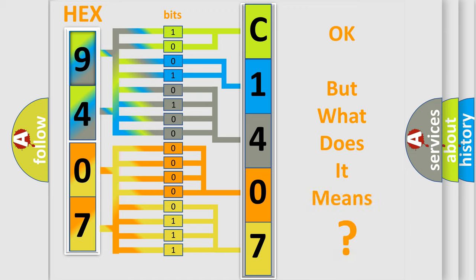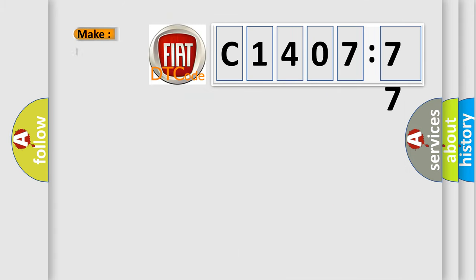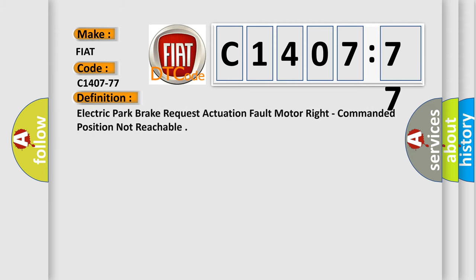The number itself does not make sense to us if we cannot assign information to what it actually expresses. So, what does the Diagnostic Trouble Code C1407-77 interpret specifically for Fiat car manufacturers? The basic definition is: electric park brake request actuation fault, motor right commanded position not reachable.